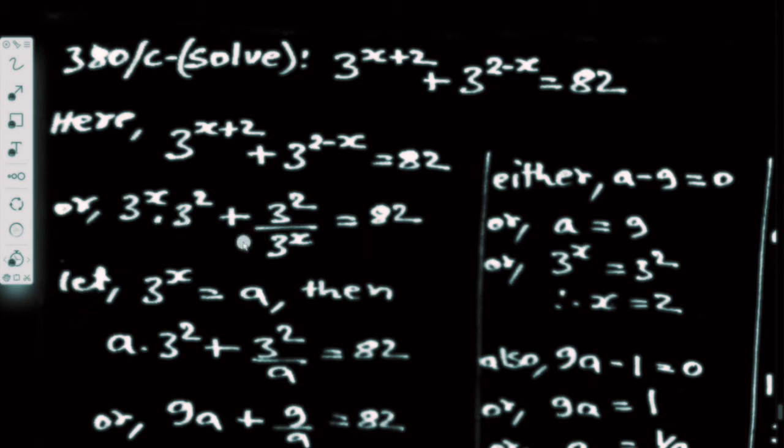To make our calculation easy, let's see here. Let 3 power x equal a. Then all the 3 power x should be replaced with a to calculate easily. So a into 3 power 2 plus 3 power 2 by a equals 82. Now 3 power 2 means 9, so 9a plus 3 square, which is 9, by a equals 82. Let's see more.